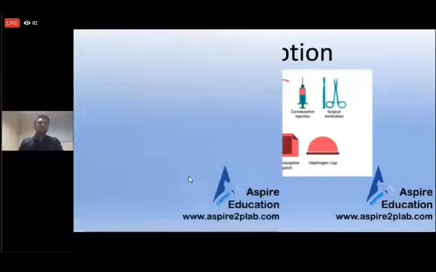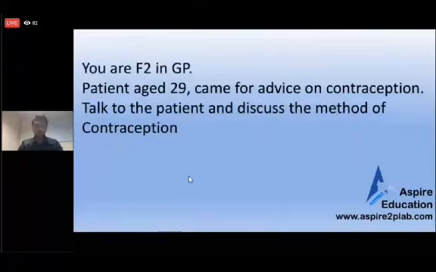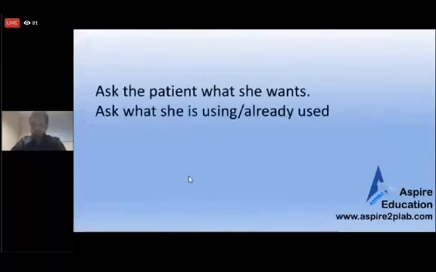So let's go. F2 in GP, patient age 29, came for advice on contraception. Talk to the patient and discuss the method of contraception. So first things first, again, as we spoke, what does the patient want? What type of contraception does she want, and is she using anything already? If she is using anything already, what is she using and why does she want to discontinue that? So these are the first questions to ask.